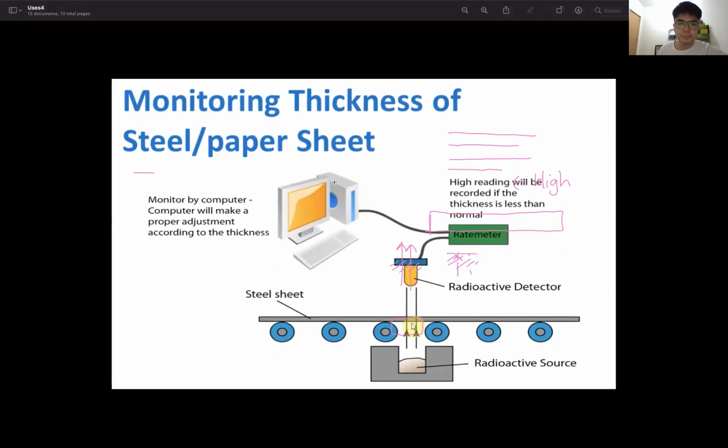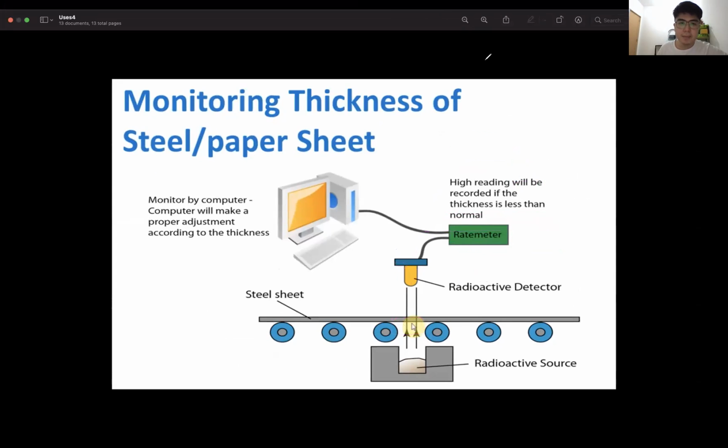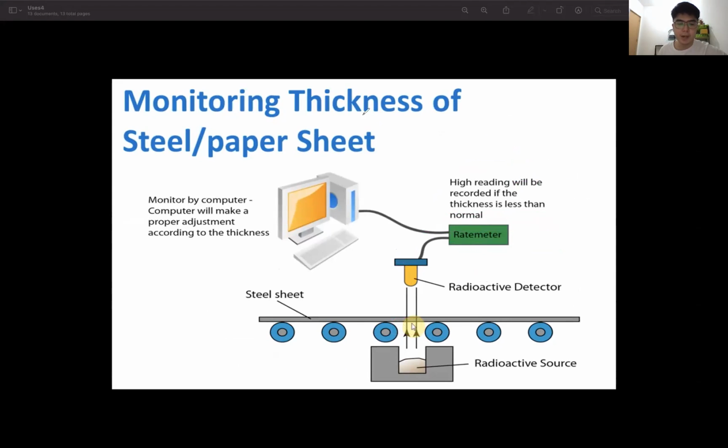And then the next one is almost the same as the previous one. This is monitoring the thickness of the paper sheet. In manufacturing, like steel sheet, you can determine the thickness of the steel sheet. By passing radiation through, we detect the amount of radiation received at the rate meter, and we are able to tell the thickness of the metal plate. So you can make sure that the thickness is uniform, so you don't get very thick here and very thin there.